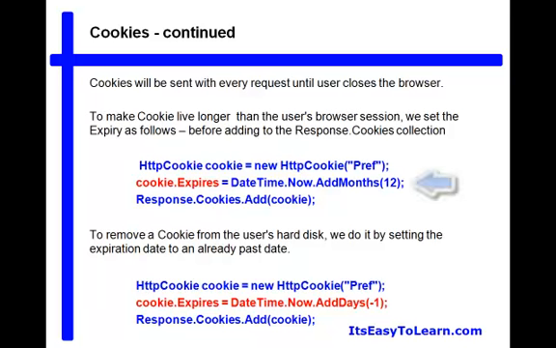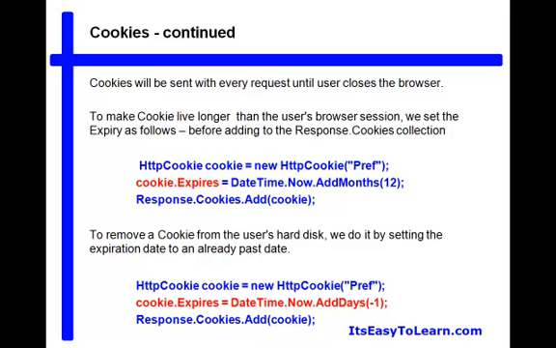In this example, we create the cookie, HttpCookie equal to new HttpCookie, and we call it pref. And then on the expires property, we set the time to 12 months from now. Then we add the cookie to the response.cookies collection.